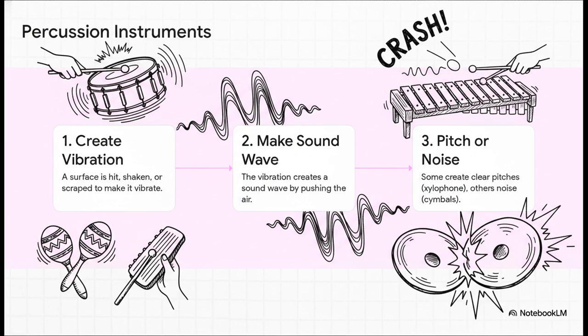And finally, percussion. This is the most direct one. You literally just hit stuff to make it vibrate. Some percussion instruments, like a xylophone, are tuned to make specific notes, specific pitches. But others, like the cymbals in a drum kit, are all about creating that awesome, energetic crash of sound, pure noise that gives a song its power.